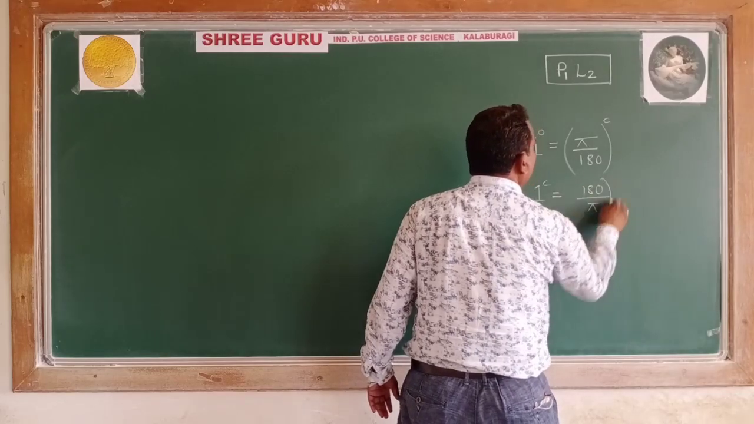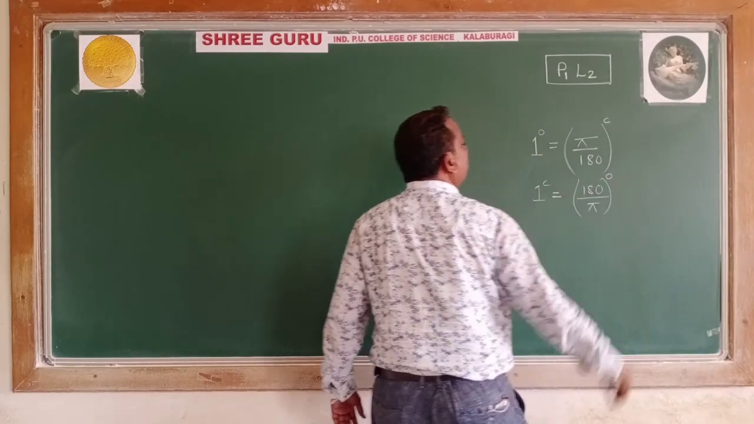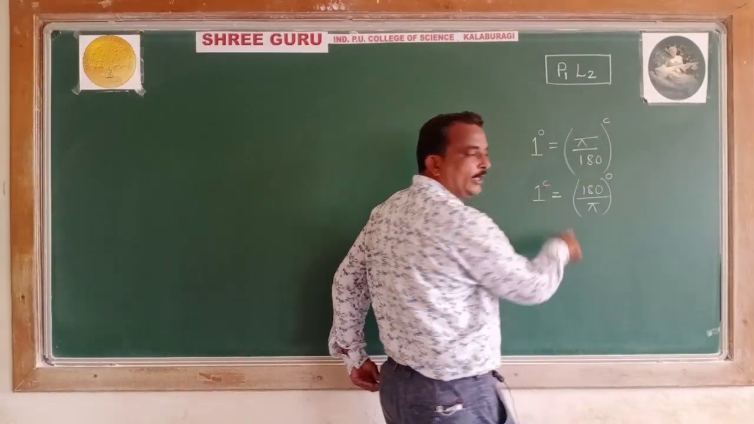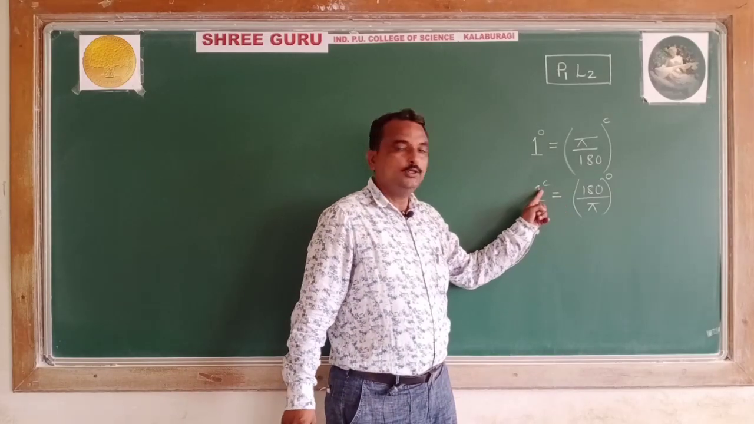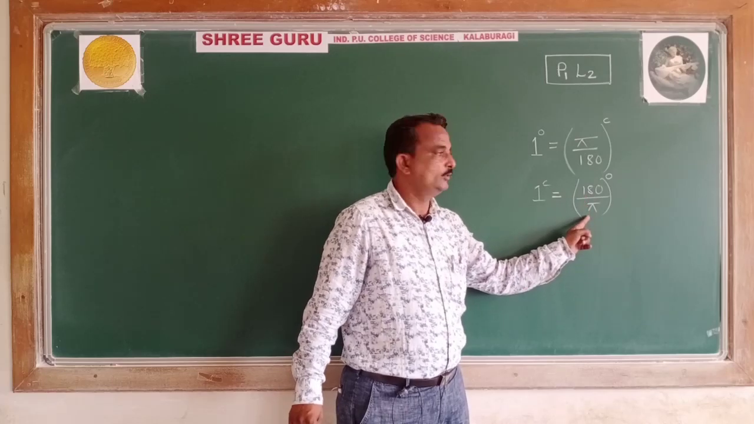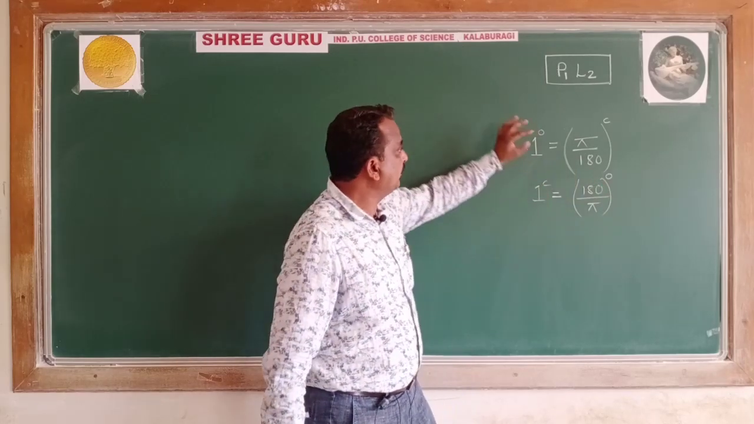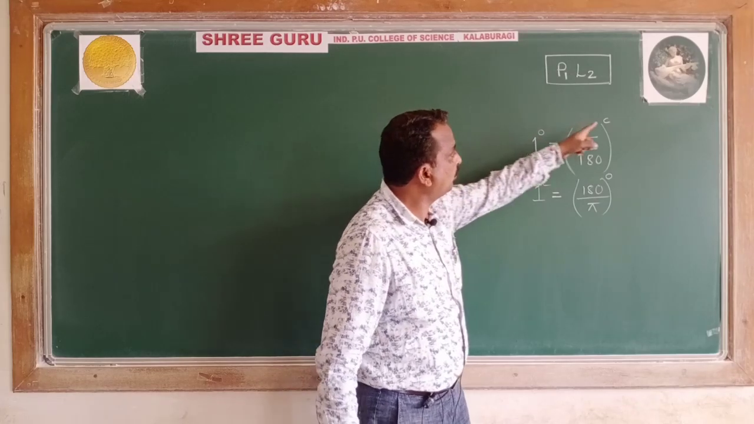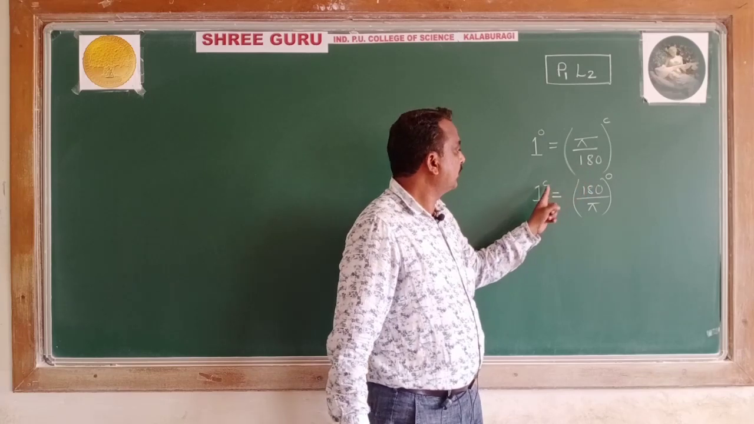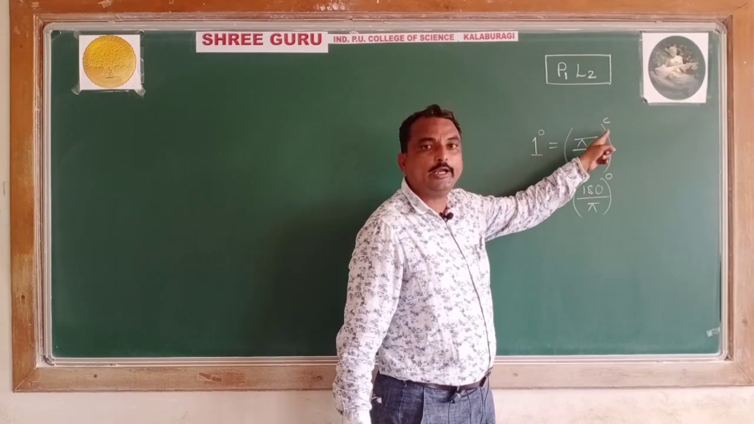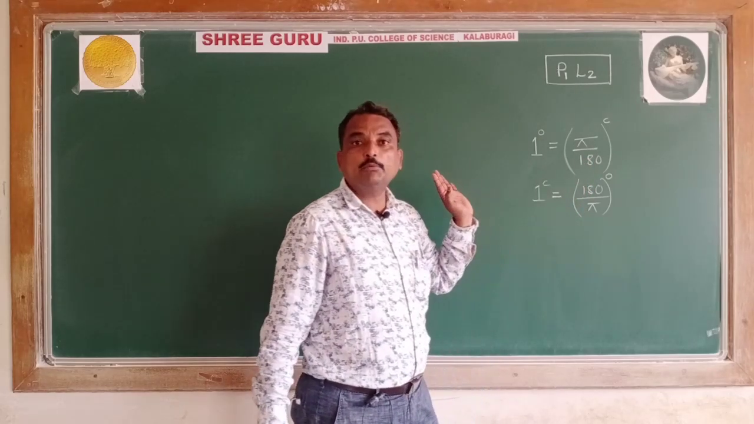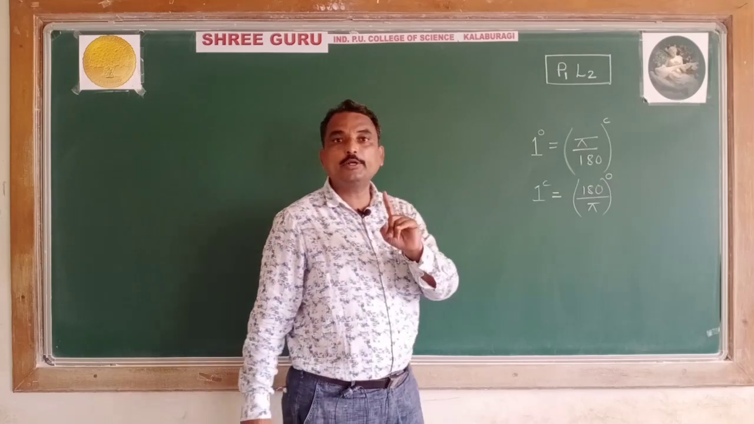Conversion of radian to degree: if the given angle is in terms of a radian, to get it in terms of a degree, you have to multiply by 180 by pi. If it is in terms of a degree, you have to convert in terms of a radian, you have to multiply by pi by 180. Radian to degree, degree to radian. These two important notes you should remember while converting.